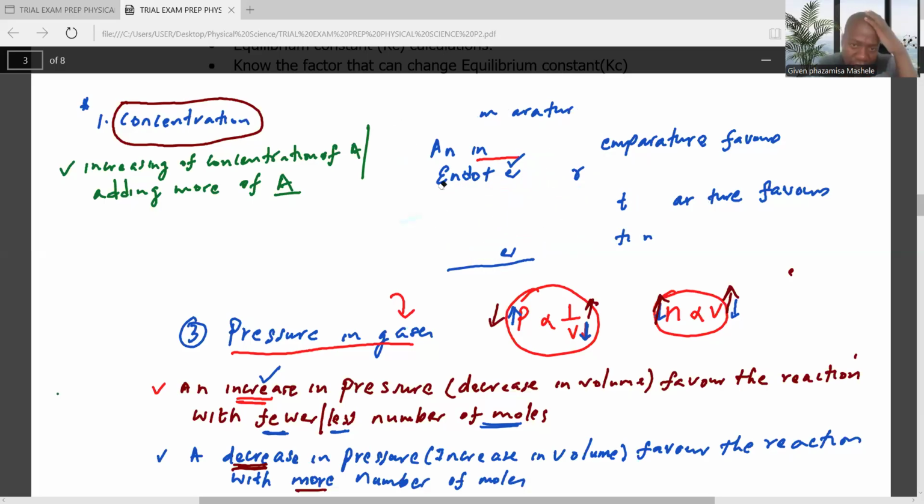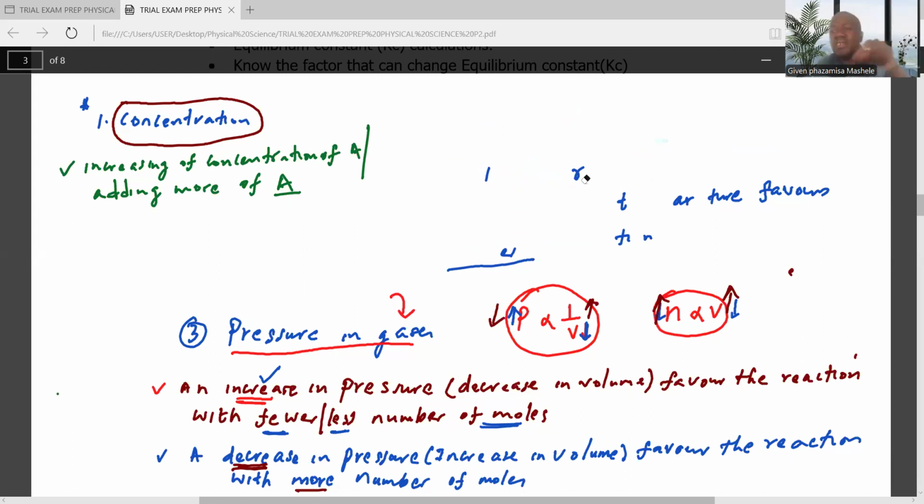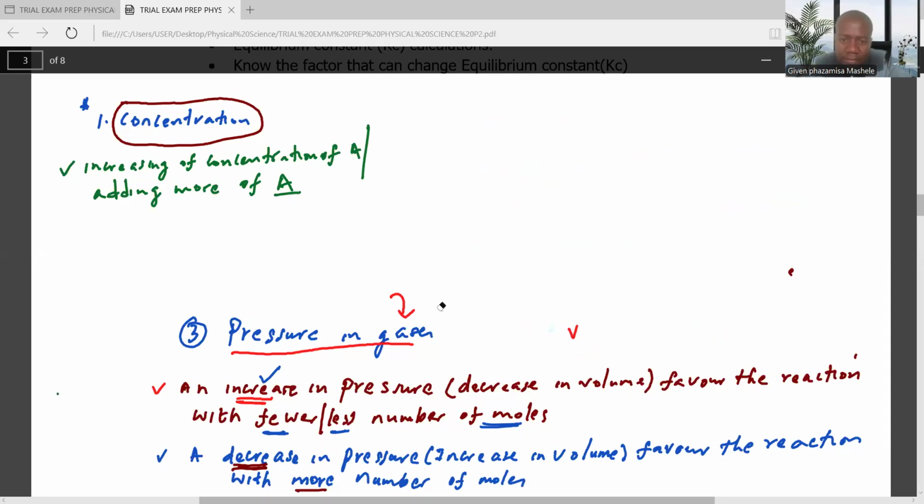Ladies and gentlemen, increasing the concentration or adding more of a substance in a reaction does not mean that that thing will actually increase at the end. Let me explain to you why I'm saying this. Here is the end result.